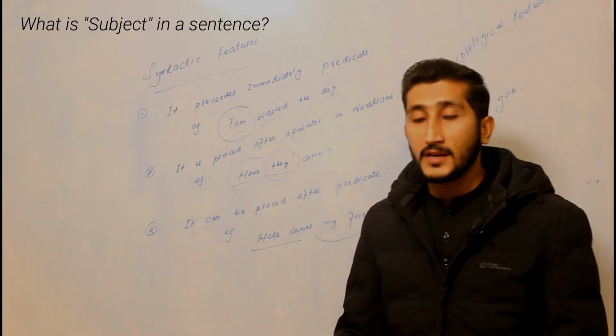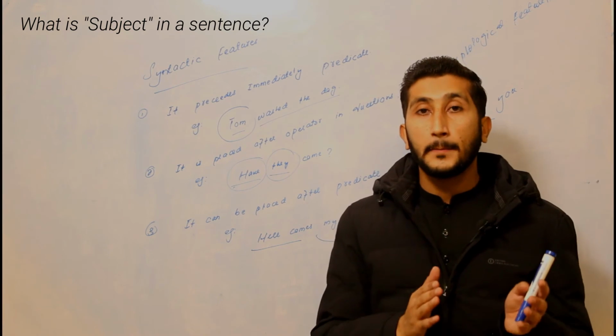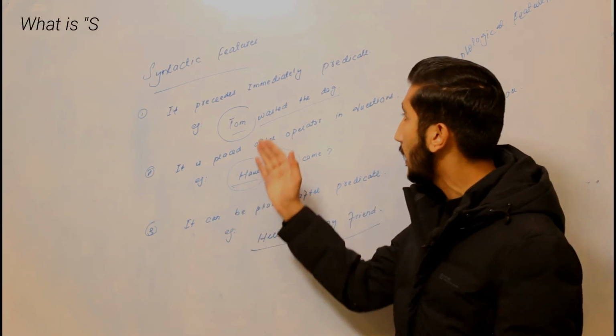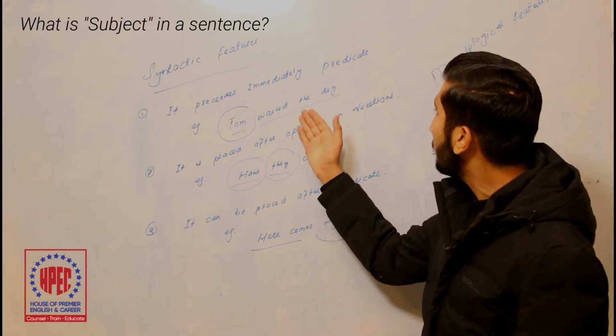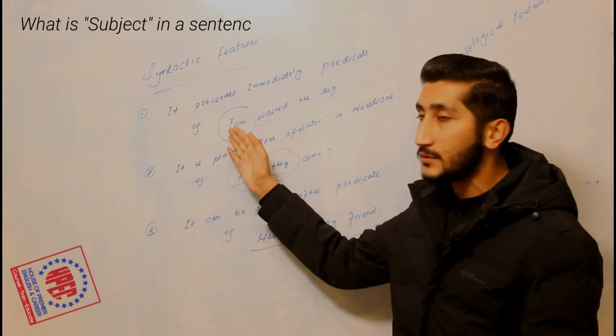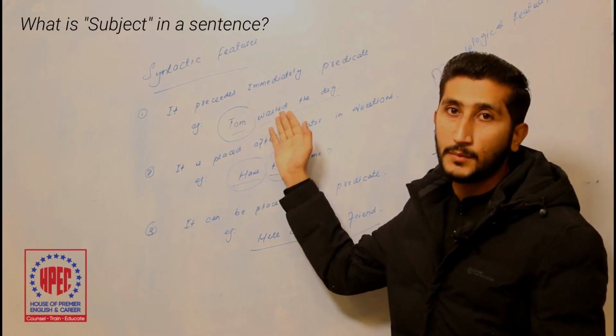Syntactic features. Syntactic feature means placement or position of subject in a sentence. Subject usually comes before predicate. For example, Tom washed the dog. Washed the dog is predicate and Tom is the subject which comes before predicate.